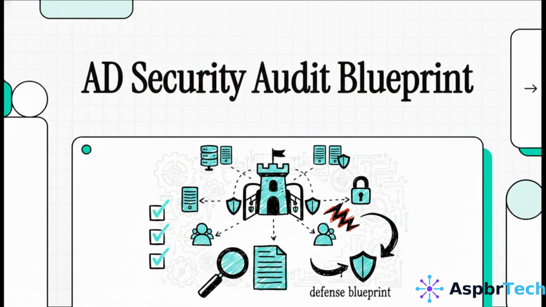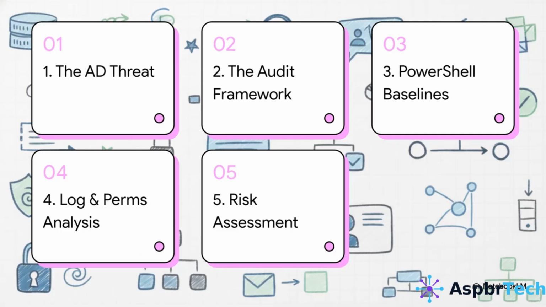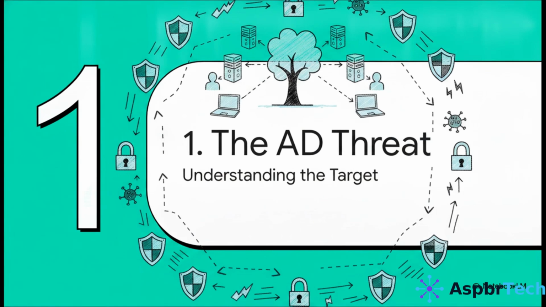So what we're going to do today is walk through a really comprehensive blueprint for planning a rock-solid Active Directory security audit. Here is our roadmap for today. We'll start with the Active Directory threat, move into the audit framework, jump into some core PowerShell discovery baselines, dive deep into practical log analysis and permissions, and finally, build out our risk assessment matrix. Okay, let's dive right into Section 1, the Active Directory threat.